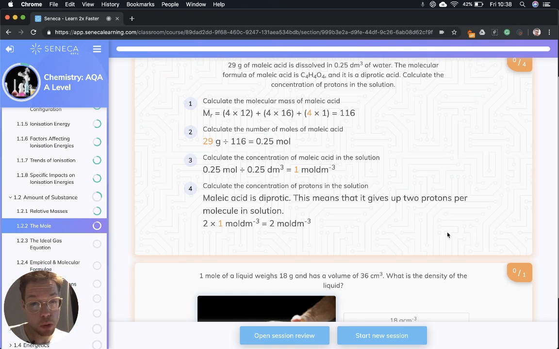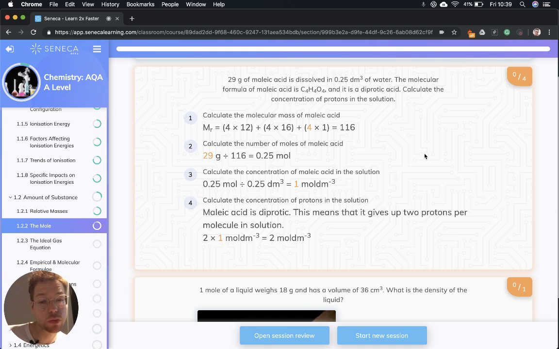Now let's calculate the number of moles. Do you remember that equation for calculating moles? It is mass divided by MR. We had 29 grams, so we divide that by 116, and that gives us a nice little 0.25 mole. Now, if we think back to that question, we wanted the concentration of protons in the solution. So first of all, let's calculate the concentration of maleic acid. We know we have 0.25 dm3 of it. So to get the concentration, we do the number of moles divided by the volume. So 0.25 mole from step 1 of our calculation, divided by 0.25 dm3, that's the volume of liquid we have, gives us 1 mole dm-3.